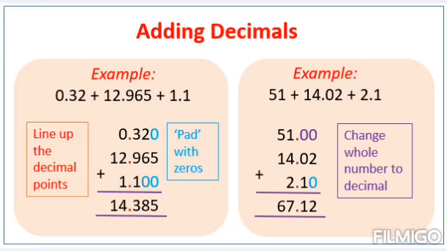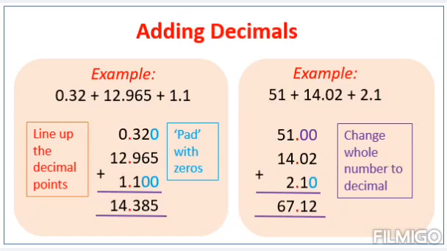Next topic is addition of decimals. For example, if we have to add 0.32, 12.965 and 1.1. To add these decimals, first we will write the decimals in a column with their decimal points exactly below each other and the other digits according to their place value. Then we will convert these decimals into like decimals by adding zeros to the extreme right.